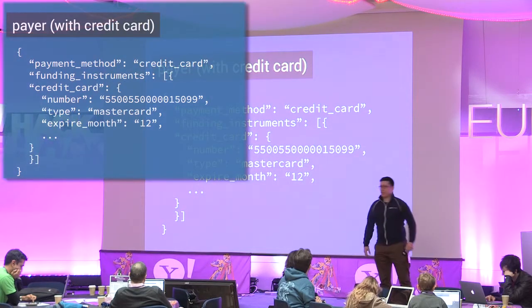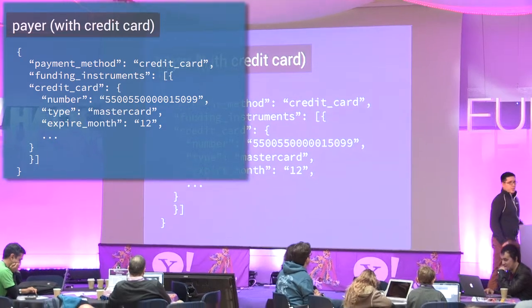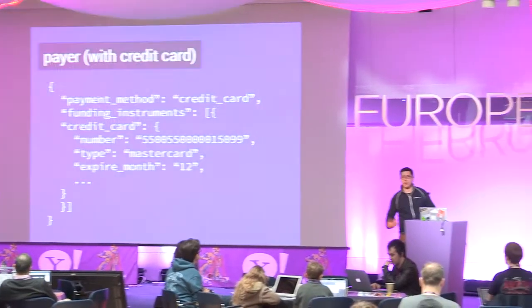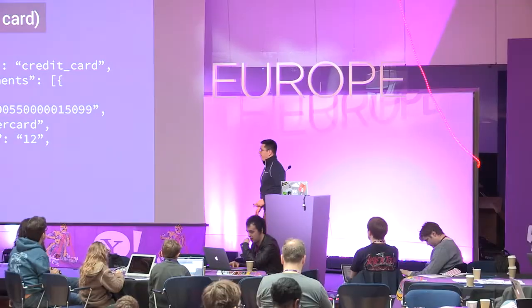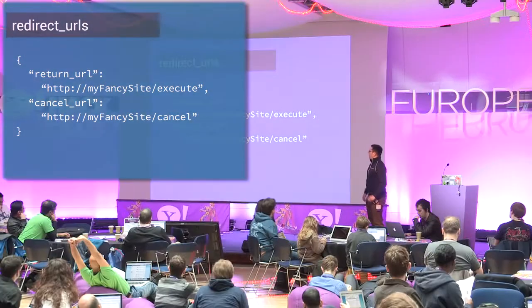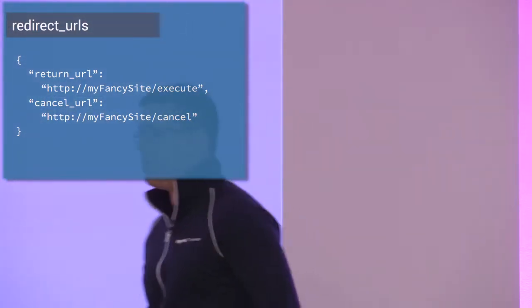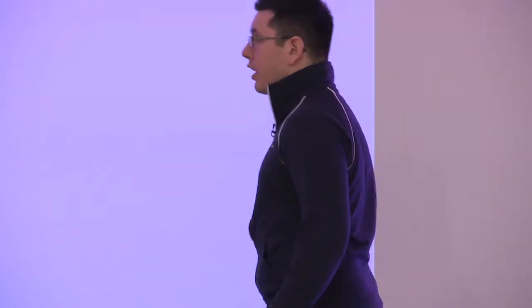Then you just pass that you want to pay with a credit card. You pass some details, like which kind of credit card is it? Is it a MasterCard or a Visa? You pass the expiry month, the year. I shortened this a bit, but it's quite obvious what it does. The URLs are not too complicated. You need to set up a return URL, which leads to your server once the payment got created, or a cancel URL if people decide to not buy now or later.